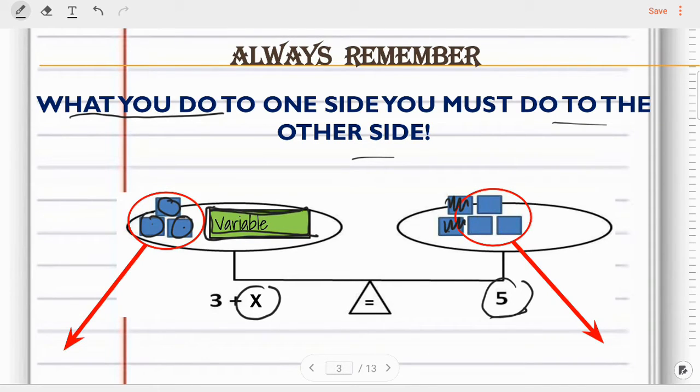So that is exactly what I'm going to do in an equation. I'm going to do the same thing on one side as I do on the other and figure out what that variable, or in this case, my x, is equal to: 2. This green square is made up of 2 cubes.